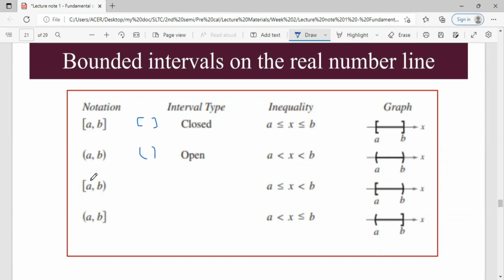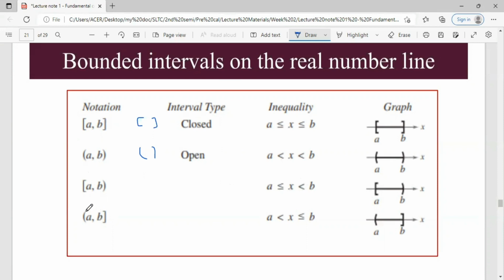And here, one side is closed, the other side is open, right? Therefore, we can write in inequality form a less than or equal to x less than b. That means here a is included in this interval, but b is not included in this interval, right? So graphically, we can write it this way.